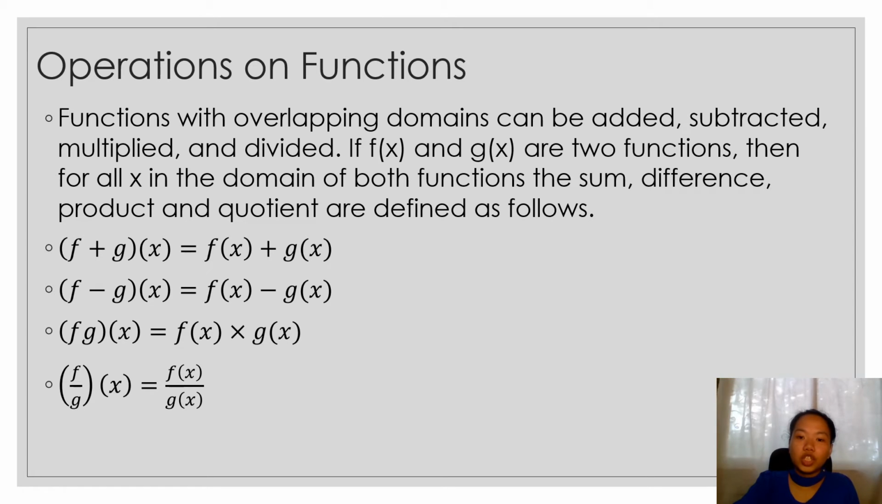First, quantity f plus g of x is equal to f of x plus g of x. Second, quantity f minus g of x is equal to f of x minus g of x. Third, quantity fg of x is equal to f of x times g of x. Fourth, quantity f over g of x is equal to f of x over g of x. To understand this deeply, I will give you some examples.